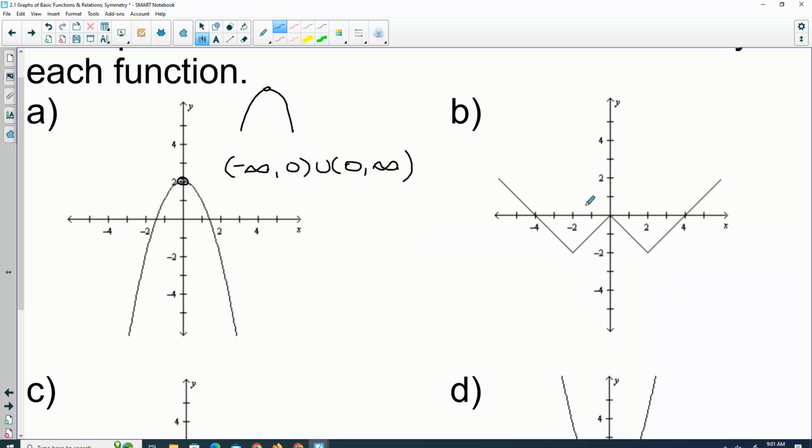If I look at B, can I draw this whole thing without picking up my pencil? Where did I have to pick up my pencil at? There's no open circle, so we're going zigzag. Do we have to pick up our pencil though? There's no breaks in the graph. We didn't jump from one piece to the next, so this one's continuous everywhere. So it would be negative infinity to positive infinity.